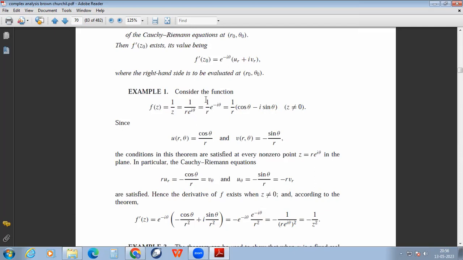Now, this 1 by r will be there, but e raised to i theta I can take to the numerator with the index negated. Now, e raised to minus i theta I can write as cos theta minus i sin theta. And this is possible only if z is non-zero. If z happens to be 0, 1 by z will not exist. Now, what is the real part? It is cos theta upon r, that I call u. And the imaginary part is v, that I call minus sin theta upon r, the coefficient of i. Fine?